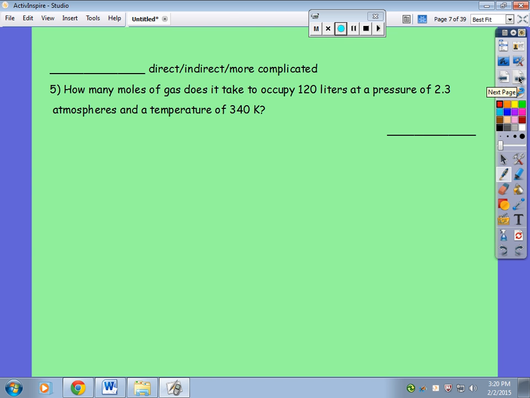Number 5, how many moles of gas, doesn't say what kind of gas, does it take to occupy, so moles is N, right? Occupy 120 liters. There's my pressure, and I've got a temperature. Now I go ahead and do P1, V1, and all that stuff, okay? Now look at this. What's different about this? This means that I don't have a change of anything. I'm not changing volume, temperature, or pressure. So my equation is PV equals nRT, or the ideal gas law.